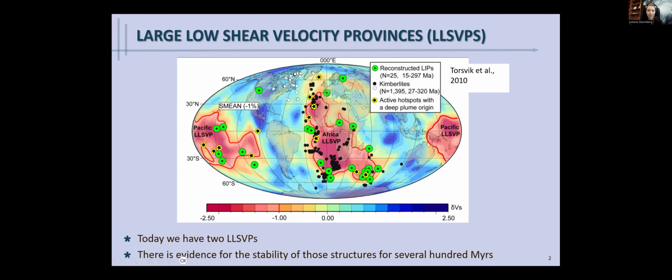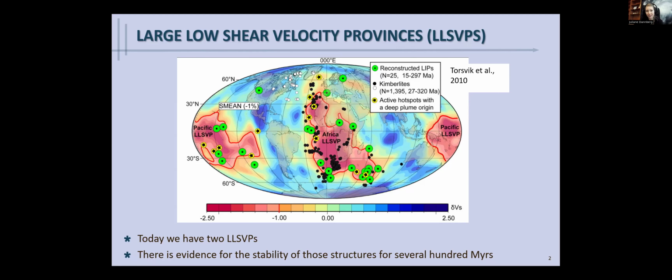Here we see an image of the LLSVPs where they are seen in tomography, shown in red. We also see observations of hotspot locations at the Earth's surface shown as yellow stars, and the reconstructed eruption sites of large igneous provinces as green circles. We can see that these hotspots and large igneous provinces seem to cluster around the LLSVPs. And that's not just the case for today, that's also the case for the past, because some of these large igneous provinces are 100 or a bit more than 100 million years old.